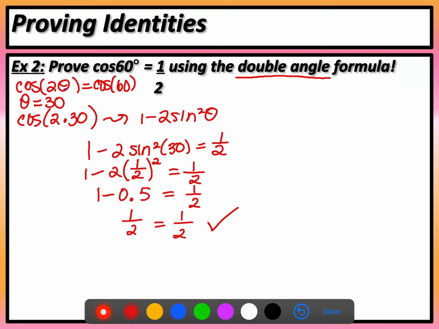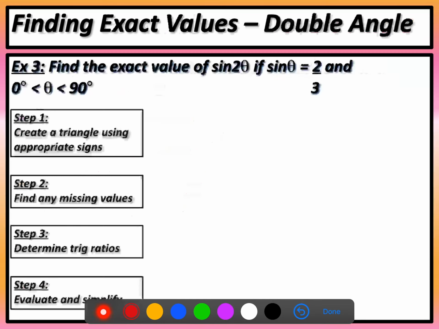Now you could have used sine squared minus cosine squared. You could have used 2 cosine squared minus 1. It does not matter. I was just trying to eliminate the need to evaluate 2 different trig functions. All right, so these are the more complicated problems.